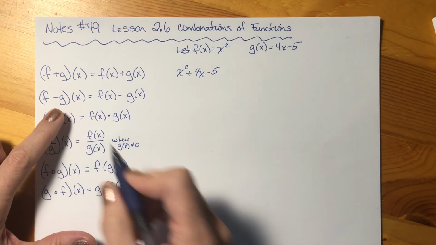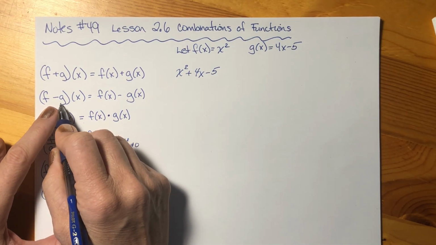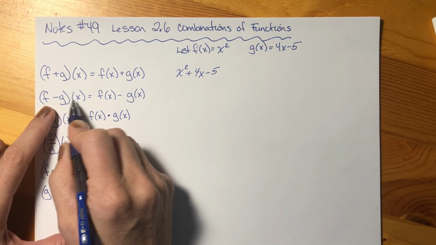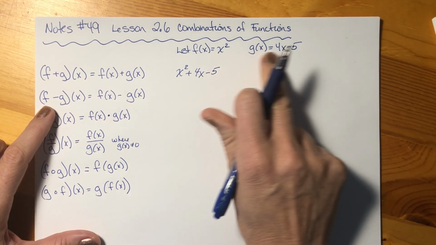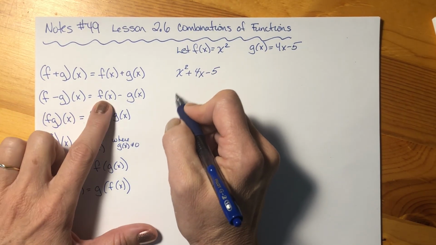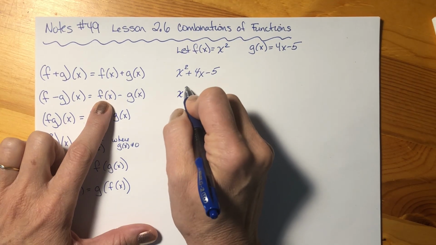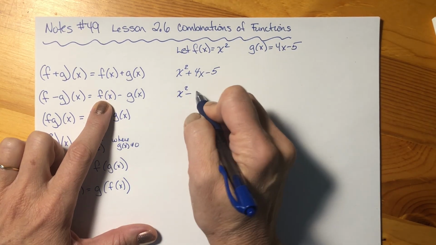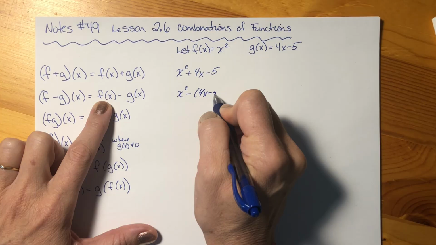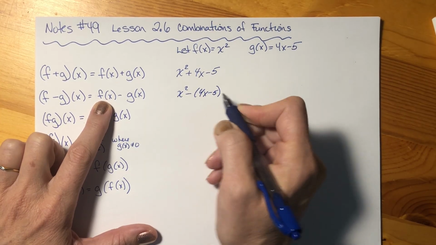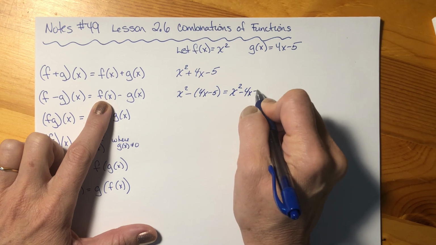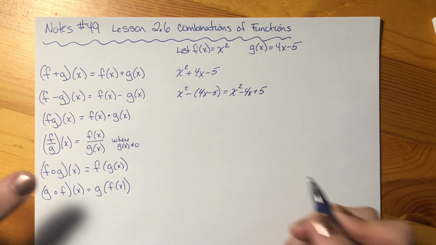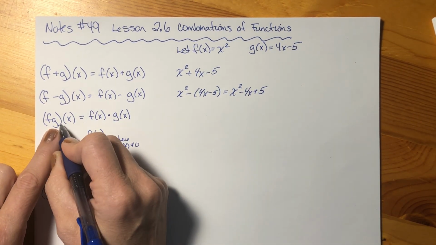Isn't that great? Now think about subtraction: f minus g of x. If I want to take two functions and subtract them, all I'm going to do is take f of x, which is x squared, and then subtract g of x, which is 4x minus 5. I should clean that up a little bit. Let's make that x squared minus 4x plus 5. All right, that's it.